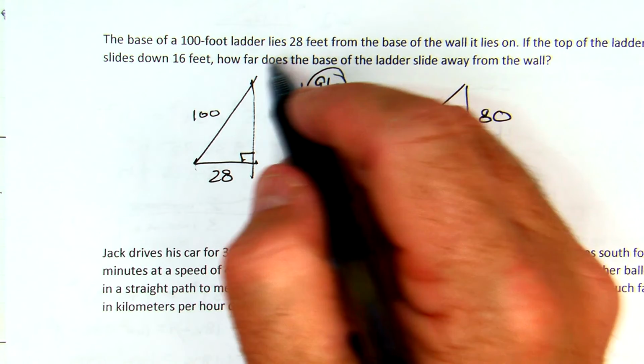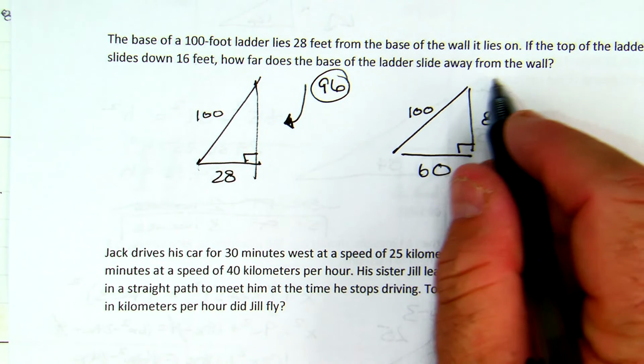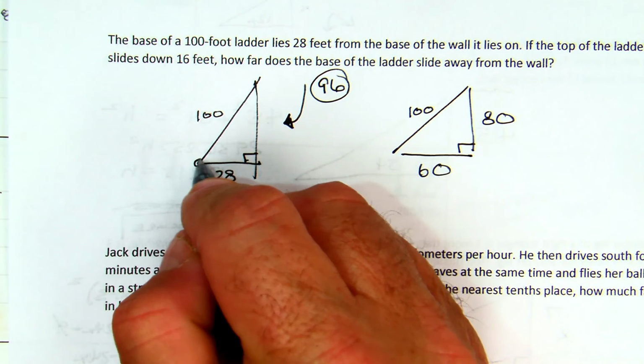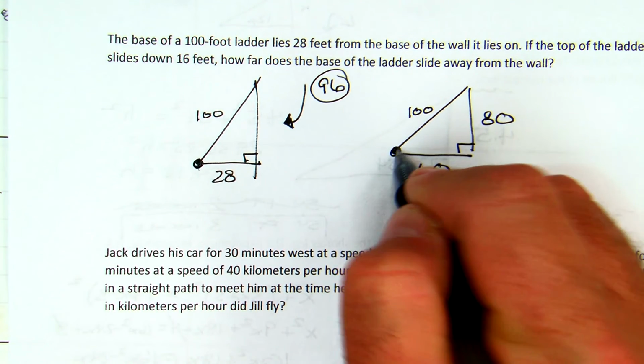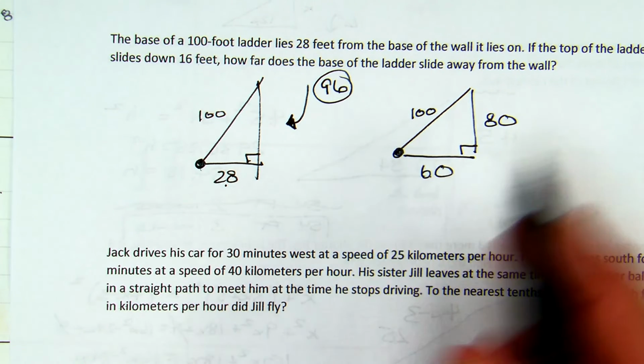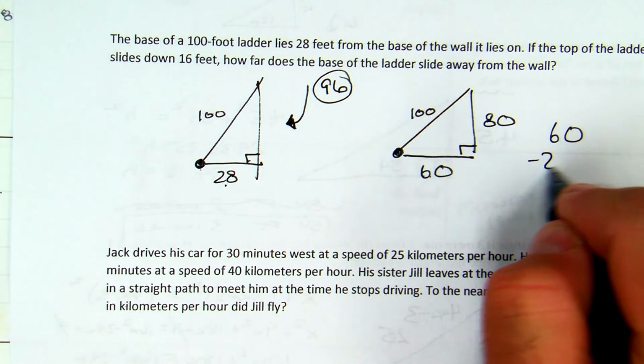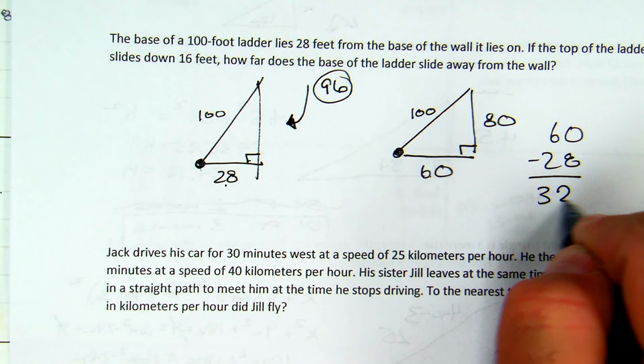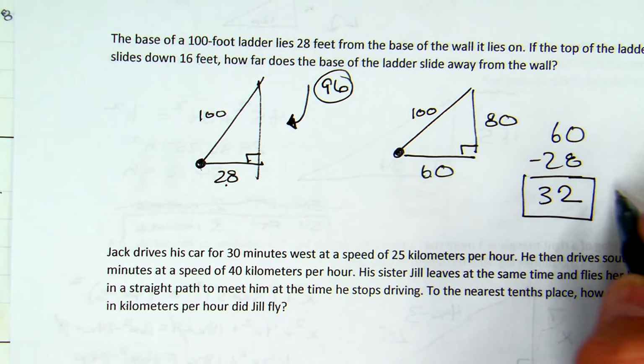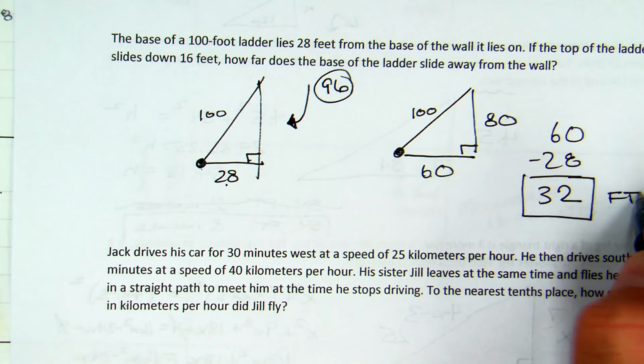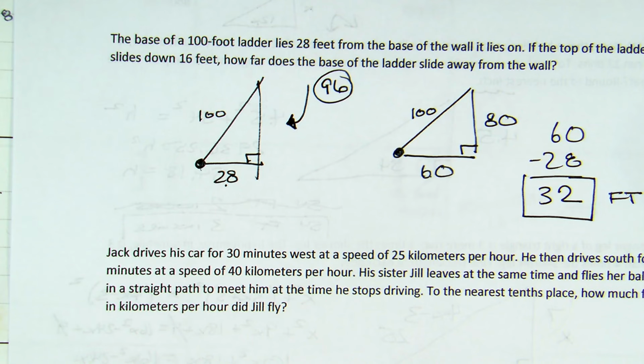It asks how far does the base of the ladder slide away from the wall. So here's where the base of the ladder is. It was originally 28, it's now 60. 60 take away 28 gives us our answer, which is 32. Notice, it is not the same. Alright? It is not the same.